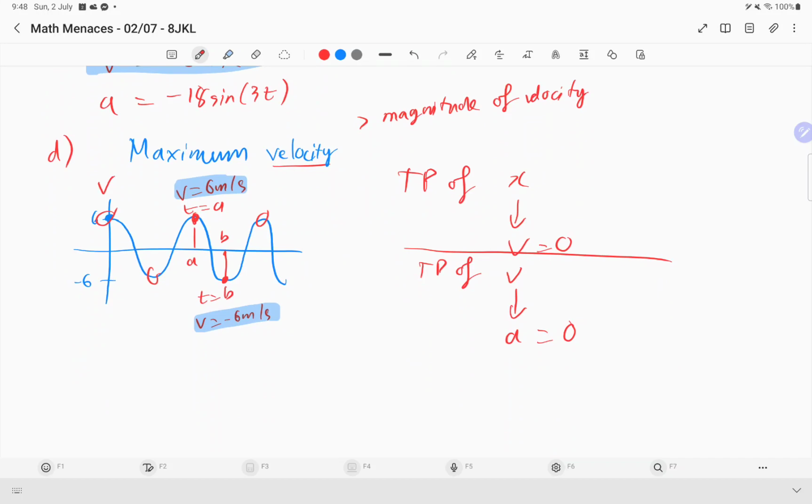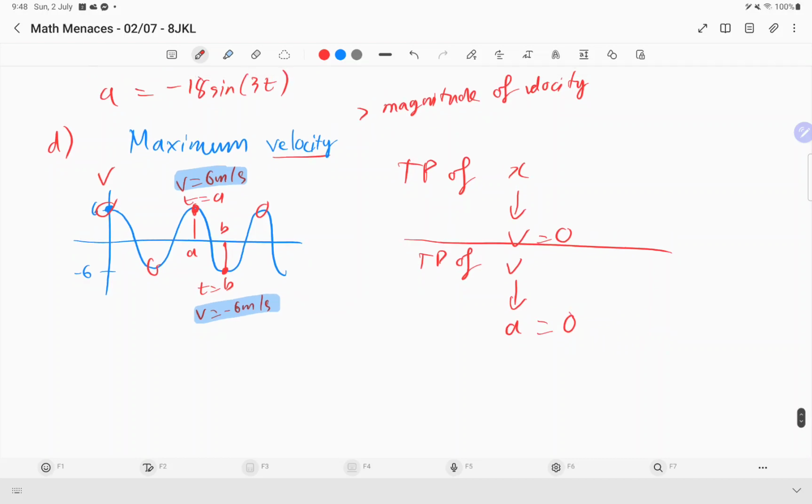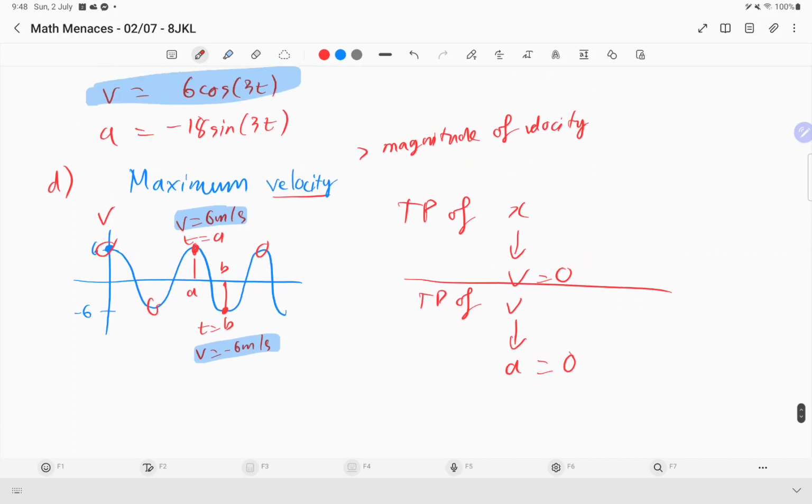But then when you're working this one out, you put 0 equals -18 sine of 3t? Yes, you could do that, but what I'm saying is this is a periodic function, so you can deduce it a bit more easily. You don't need to go through that process. But normally you do set a equals to 0, and then you find the turning point of velocity, which is going to be either a maximum or minimum. How would you do it if you were properly doing it?